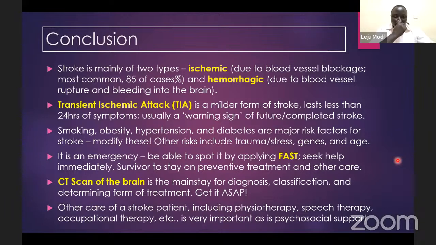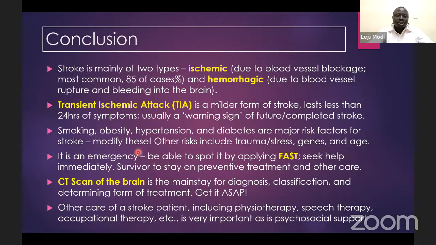To conclude, we said stroke is mainly of two types. There's the type which comes from blockage of a blood vessel, and we call it ischemic stroke. And another that comes from rupture of a blood vessel, we call it hemorrhagic stroke. The ischemic is the most common. However, we also have another type which lasts less than 24 hours. We call it transient ischemic attack, and it should be treated as a warning sign for future stroke.